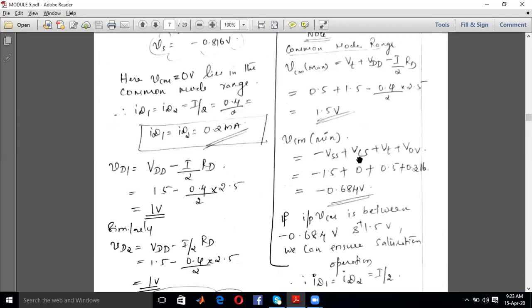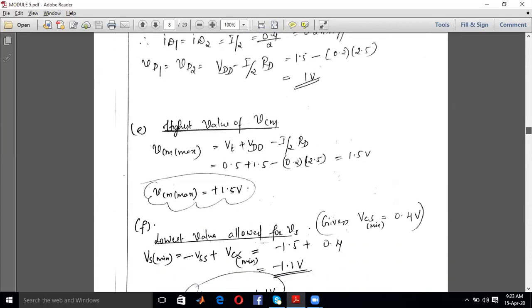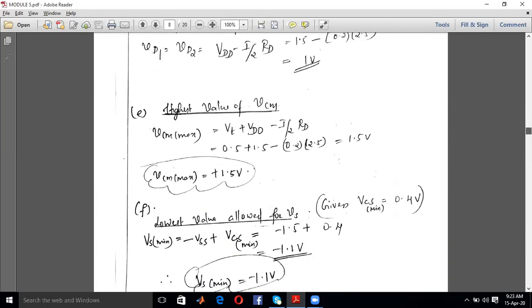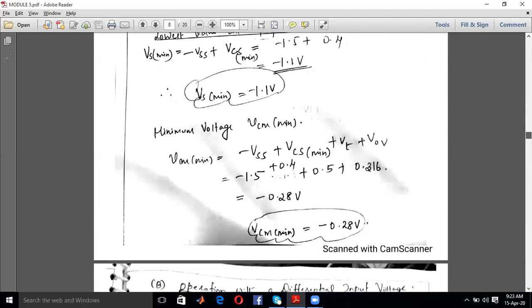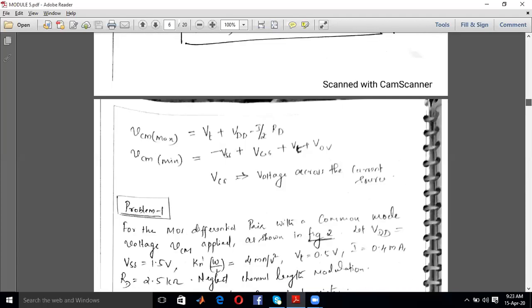because the common current source voltage was taken as 0. But in this question, it was asked to find the minimum common mode voltage for a given current source voltage of 0.4 volt. Understood? Instead of 0, it was given as 0.4. So that was the way of answering this particular question.